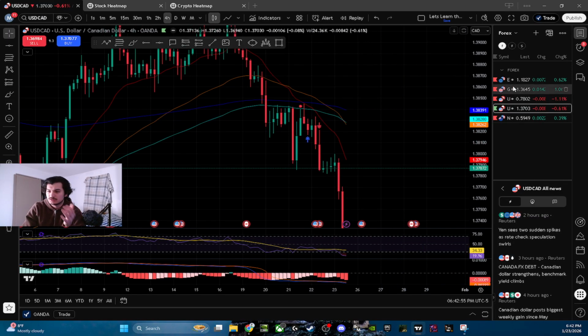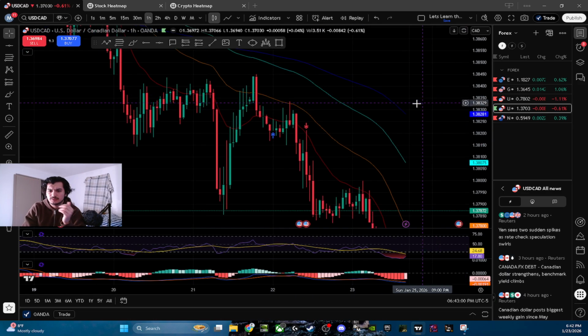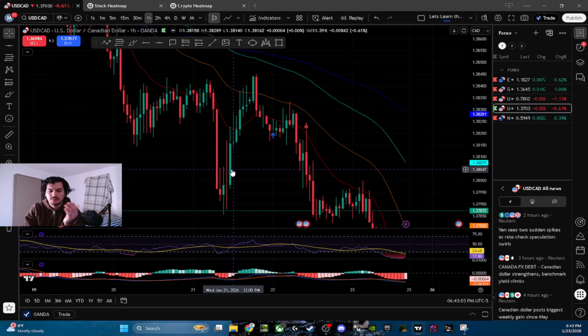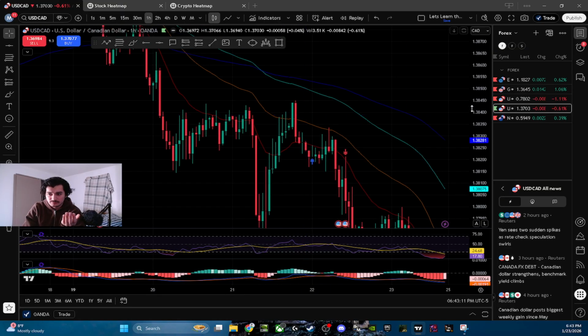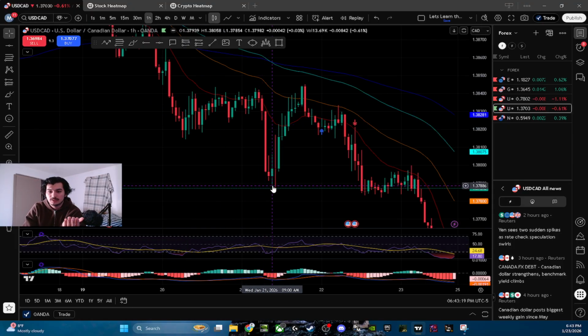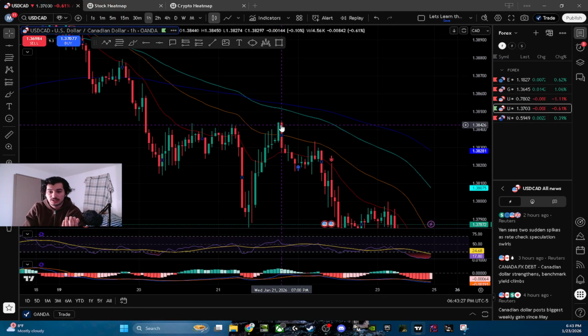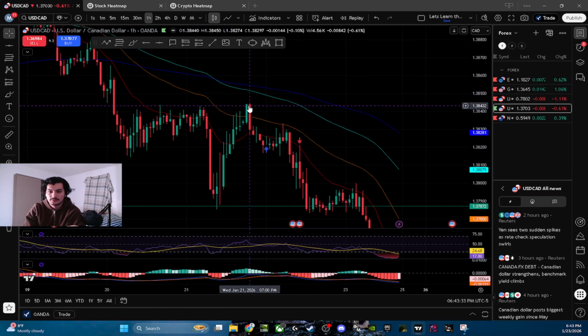Oh wait, I was thinking of USD CHF. But yeah, so right here, yes. It went up, rejects off the 50 EMA. You see how price was here for this amount of days and went down, went back up, grabbed liquidity. People were selling here, selling here. Stop losses were up here. People were stopped out, and then it came down.